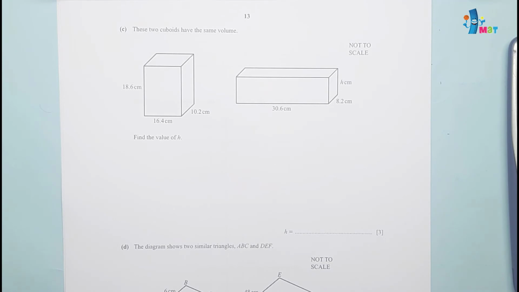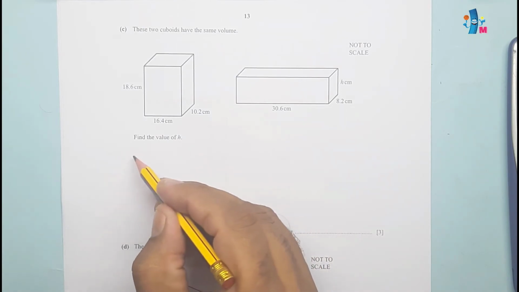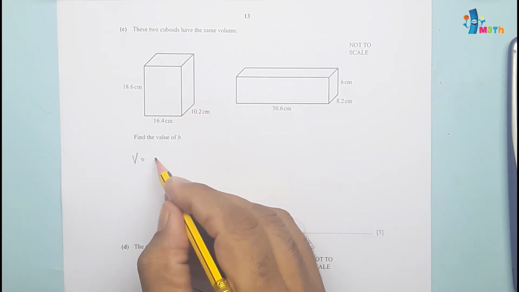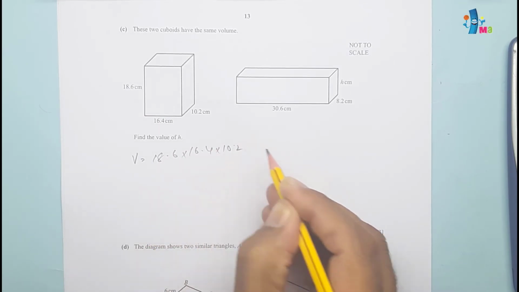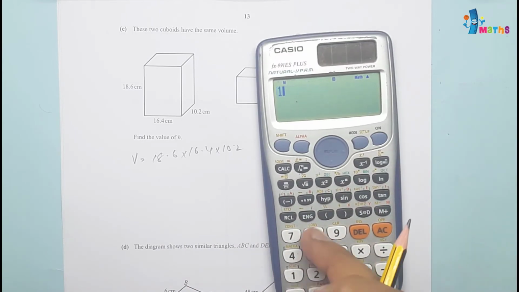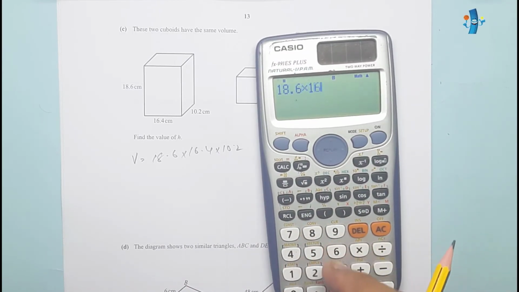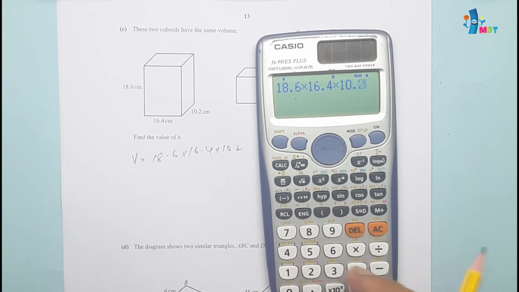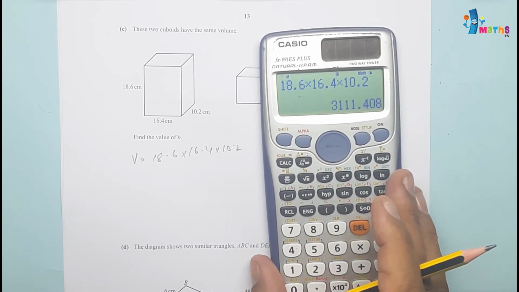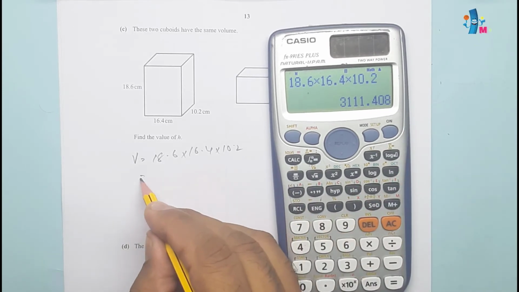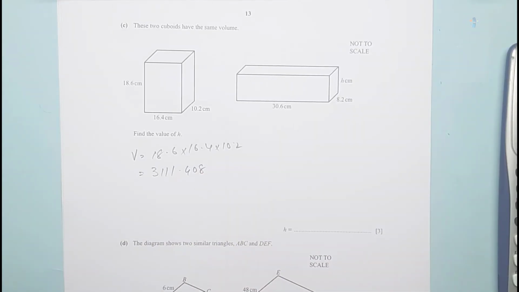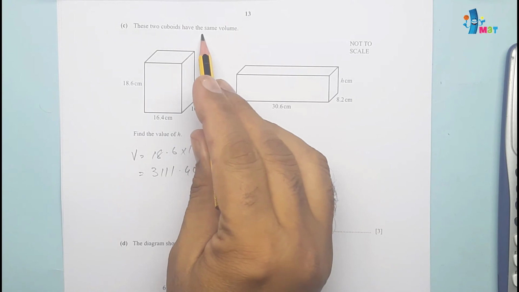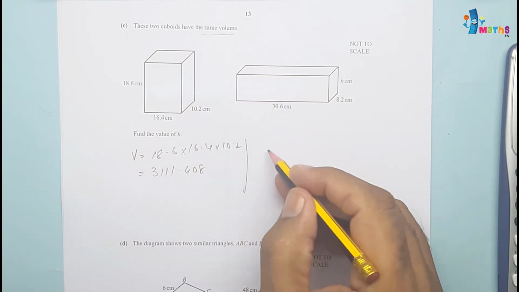Now this is C part. These two cuboids have the same volume. Volume of cuboid, for this one we will multiply all three sides. This is the volume which we want to calculate. 18.6 multiplied by 16.4 and multiply by 10.2. This will be resulting to this one, and I will write here volume 3111.408, and it is given that they are having same volume, so this will be also having same volume.